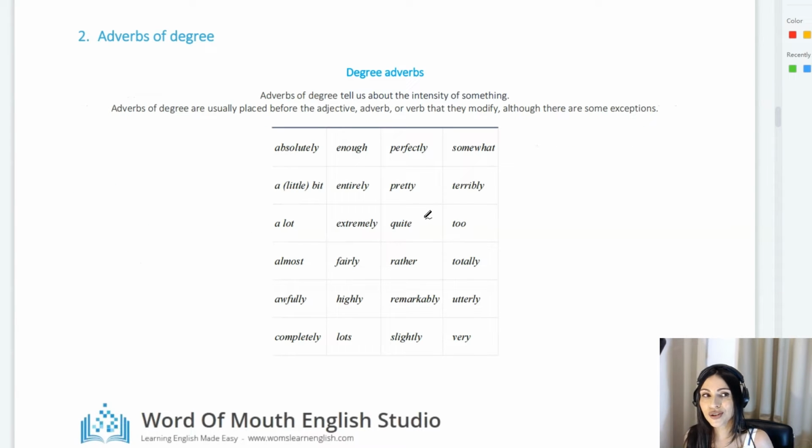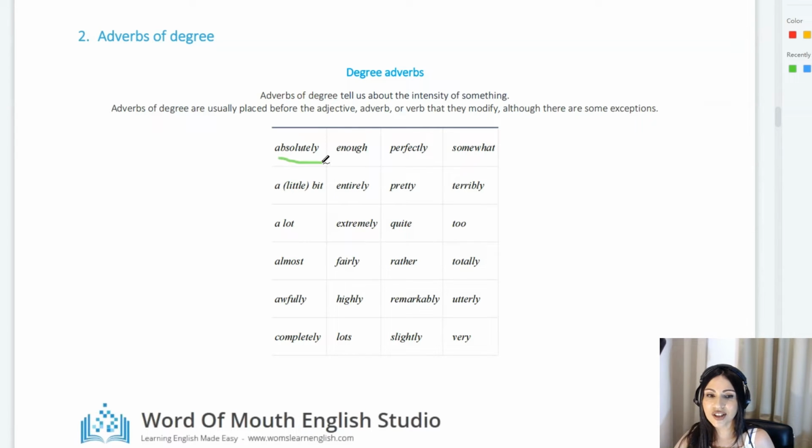Now we move on to talking about adverbs of degree. Now, adverbs of degree are a different classification of adverb. They tell us about how strong, how powerful something is. So here they describe intensity, and they're usually placed before the adjective or before the adverb or verb that they modify, although there could be some exceptions, so watch out if you're a B2, C1 and C2 English user.